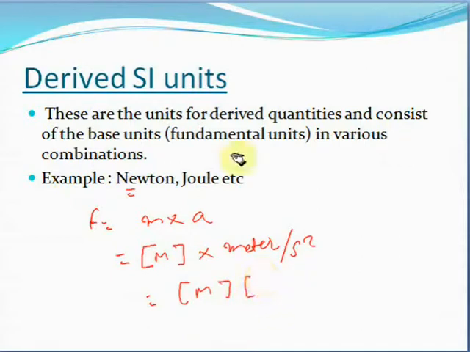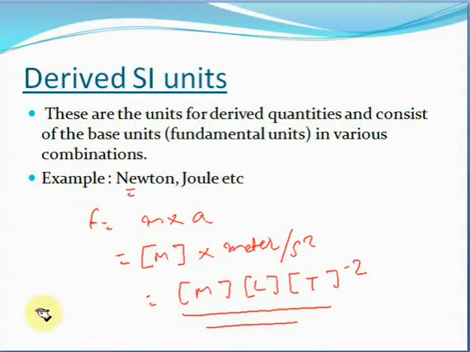So meter is again a fundamental unit which has the dimension of L, and second square is again a fundamental unit having the dimension of time. So this is the dimension of Newton. As we have seen here, the Newton, which is an SI unit for force, consists of 3 base units, that is mass, length and time, in various combinations.